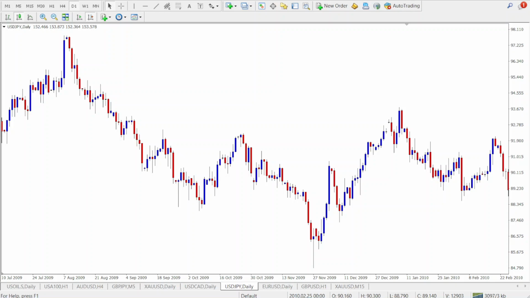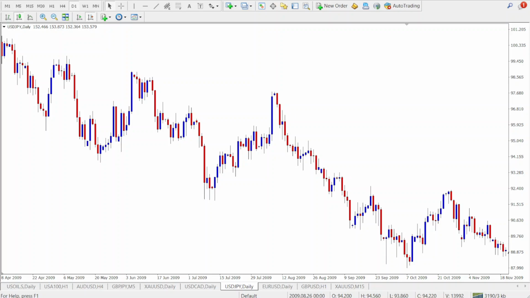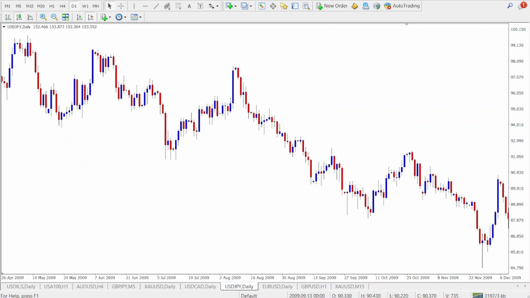Now, let us get into it. A flag pattern is a continuation pattern, meaning it forms during a trend, right? It forms during a trend and signals that the price is likely to continue in the same direction after a brief consolidation. Now, it consists of two parts.